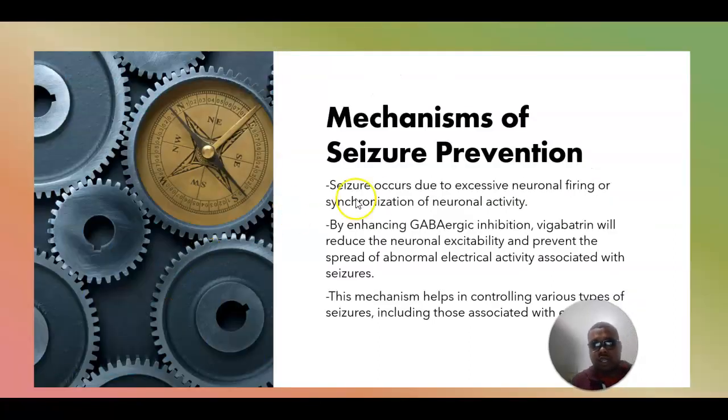So as I continue on, this is the mechanism of seizure prevention. Seizures occur due to, like I said, excessive neuronal firing, or synchronization of neuronal activity. By enhancing GABA, basically GABA receptor type of inhibition, the Vigabatrin will reduce neural excitability and prevent the spread of abnormal electrical activity associated with seizures. This mechanism will help control the various types of seizures, including those associated with epilepsy, like I said before.